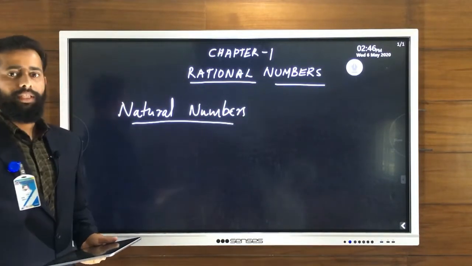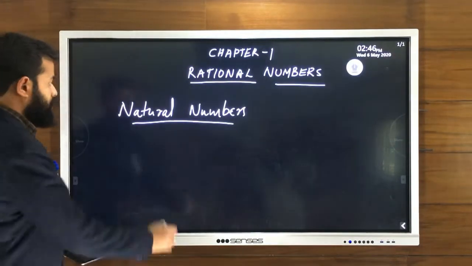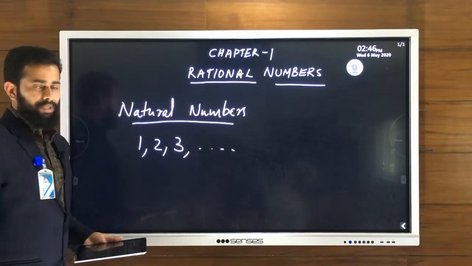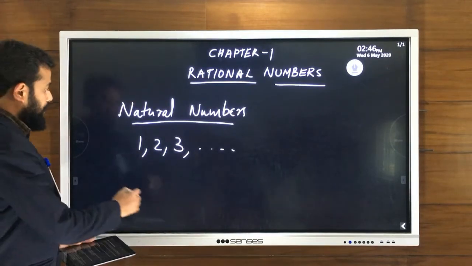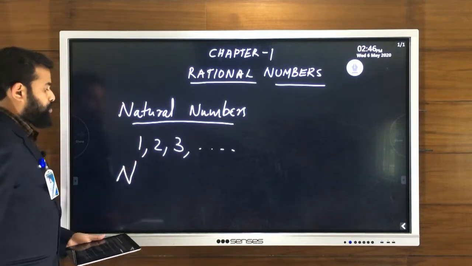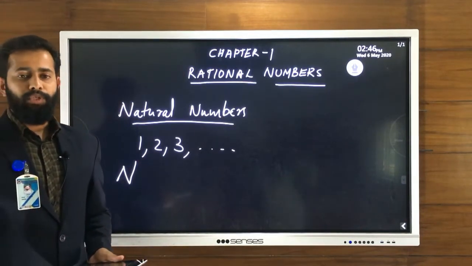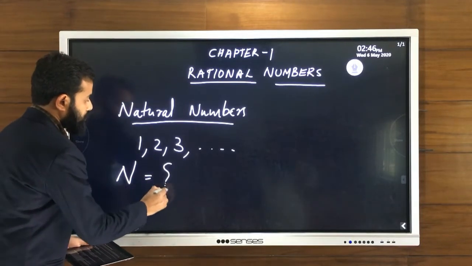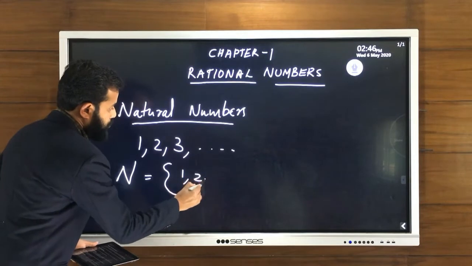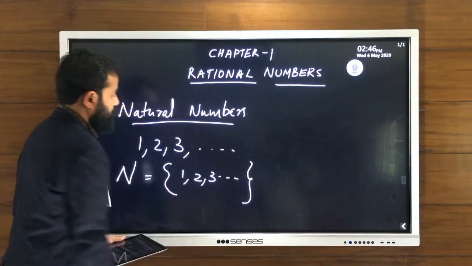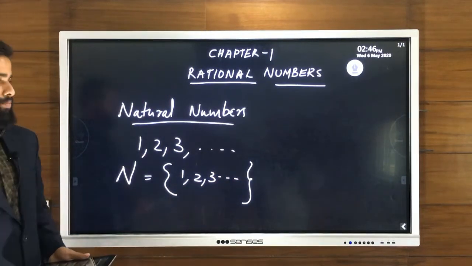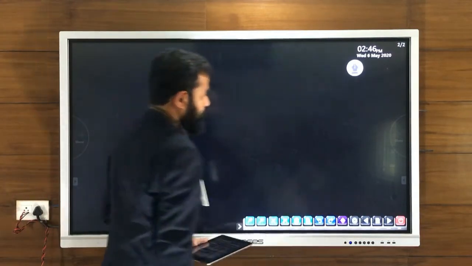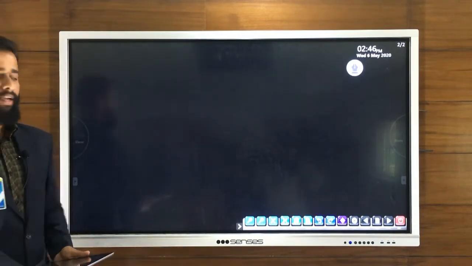So, natural numbers are counting numbers. Counting numbers, we know that it is 1, 2, 3 and so on. Natural numbers are denoted by N. Usually it is a capital letter N we use to denote natural numbers. So, natural number N equals a set of 1, 2, 3 etc. That is natural numbers. Next set of numbers will be whole numbers.